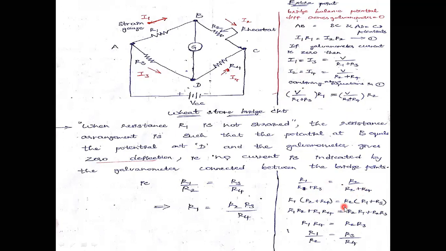After rearranging these terms, finally this balance equation I am going to obtain, that is R1 by R2 is equal to R3 by R4.